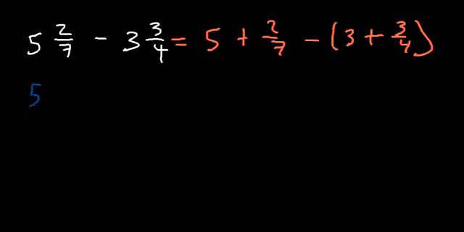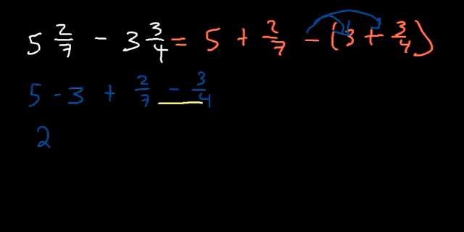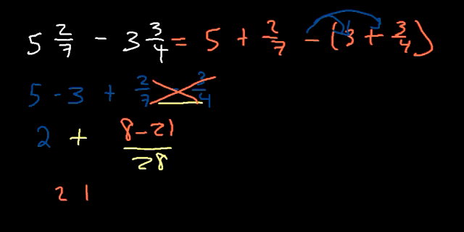So what we have is 5 minus 3, and then plus 2/7 minus 3/4. Make sure you distribute the negative sign to both of these numbers. So 5 minus 3 is 2. And if we combine these two, that's 7 times 4, which is 28. And then 2 times 4, which is 8. And 7 times 3, which is negative 21. So that's 8 minus 21, that's negative 13. Maybe this method probably wasn't the best one.